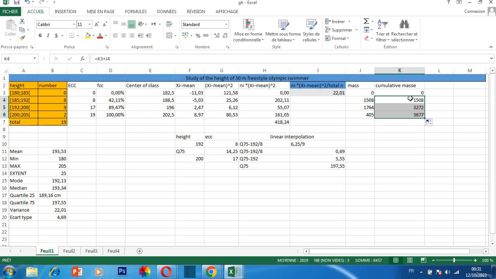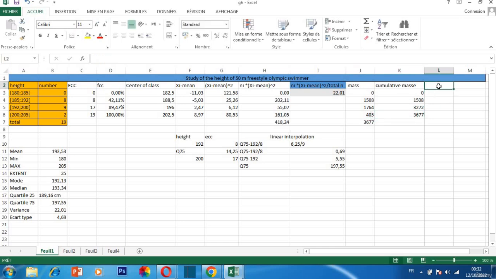So the total of the mass is 3066.67. We calculated it as a total, and we enter it as the total.